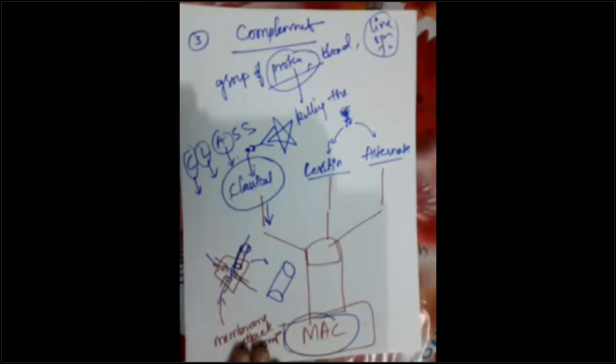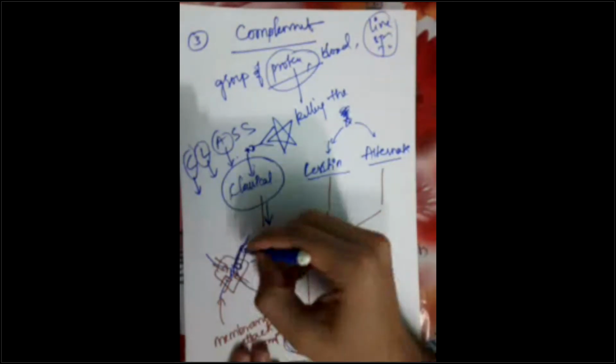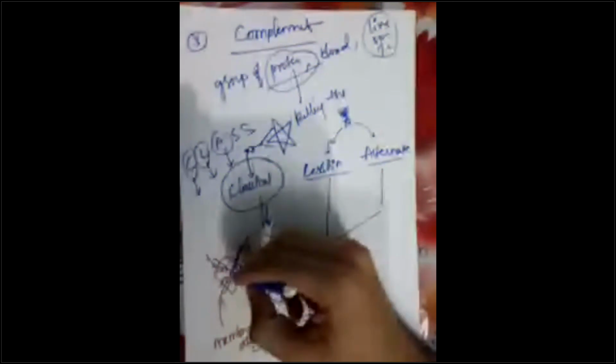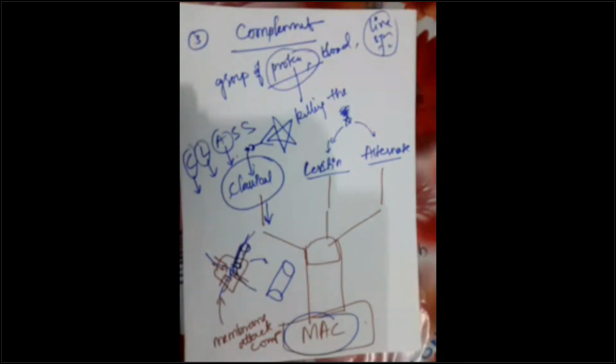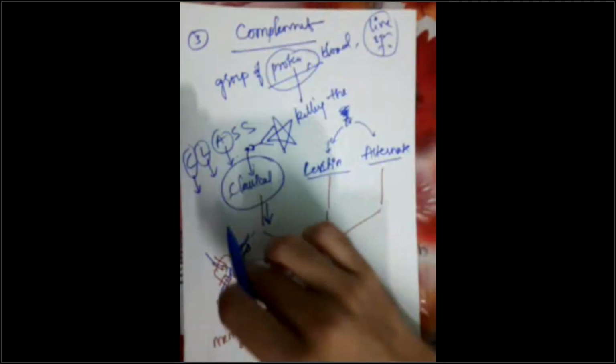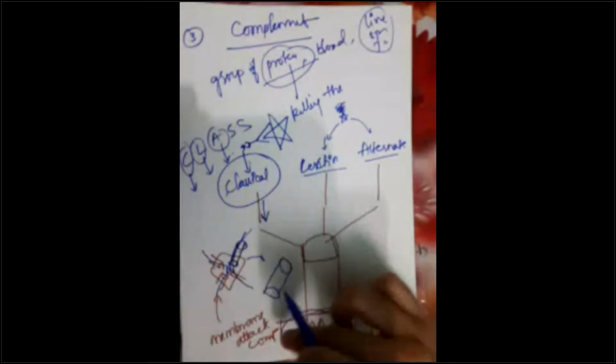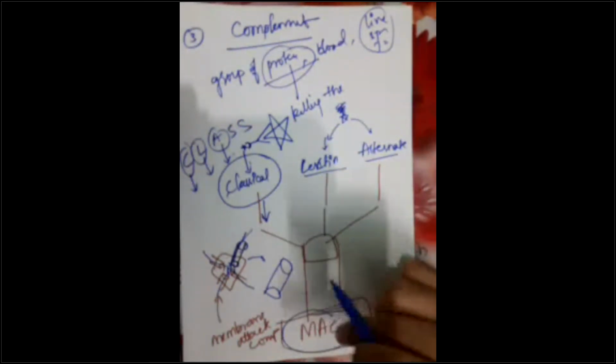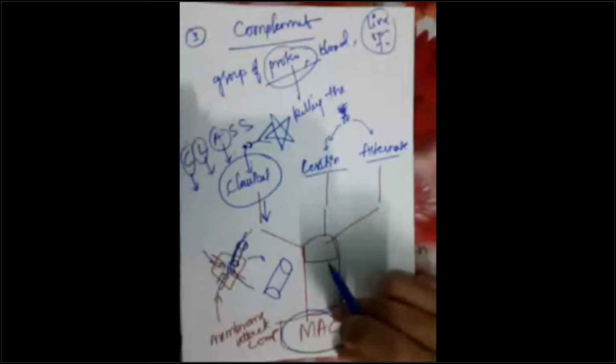It will cause pores on the membrane. Now water will come inside the membrane, into the cell of the bacteria. This is the bacteria, and it will cause lysis. So complement is causing lysis of the bacteria by formation of the membrane attack complex. For this membrane attack complex to be formed, there should be activation of the complement pathways.